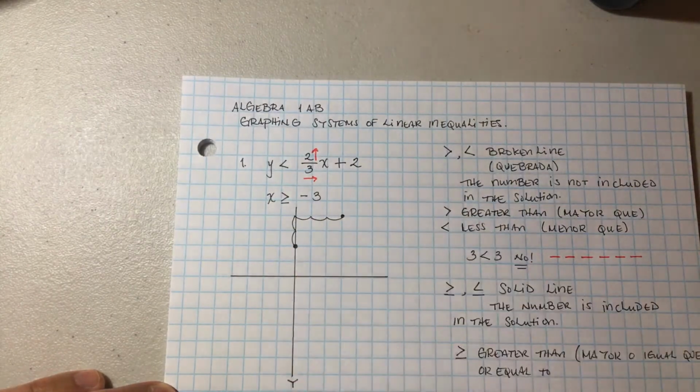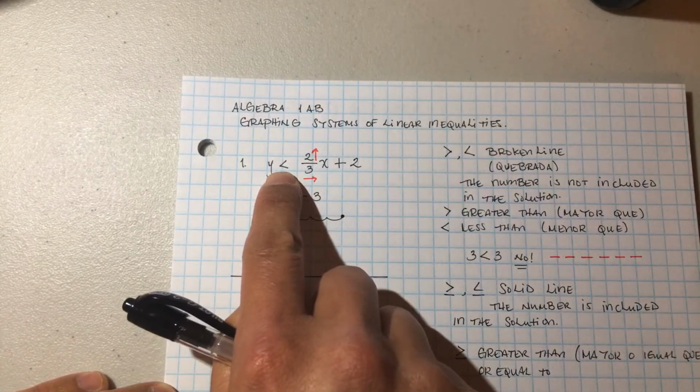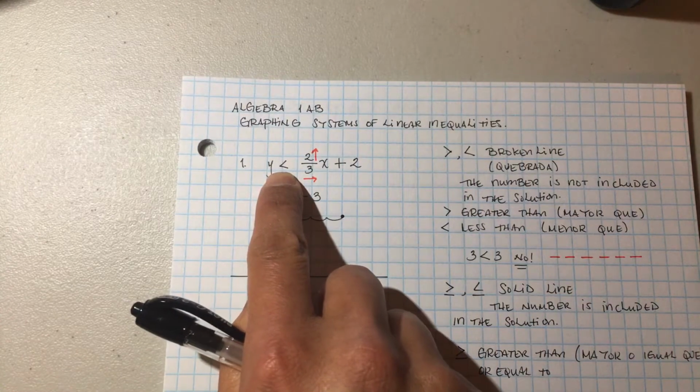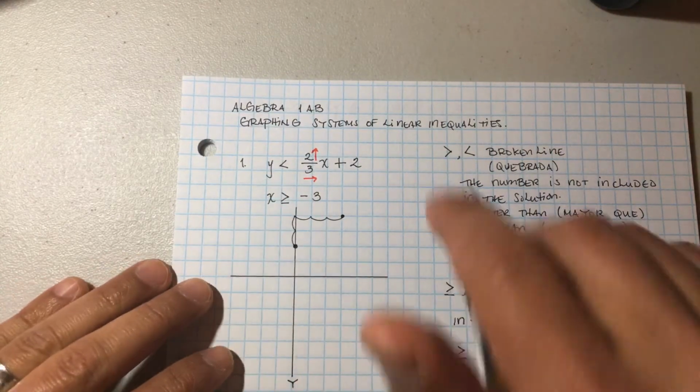Because it is less than, we're just going to go ahead and use a broken line.